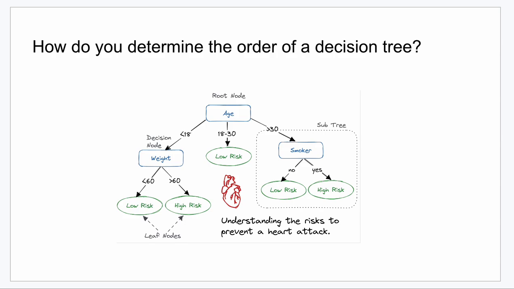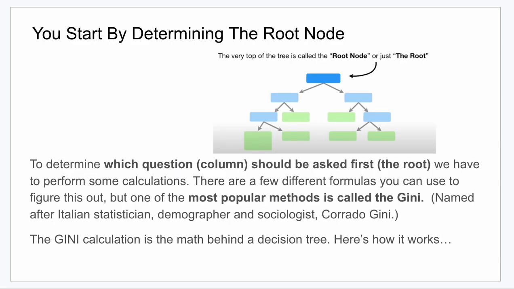All right, so the key part of putting together your decision tree is determining the order of the tree. To do that, you have to run some calculations. We're going to use a Python library called scikit-learn that's going to run this for us. It does this all in the background, but just at a real high level, there's this calculation called the Gini calculation. There are other ones too, but the Gini is probably the most widely used one.